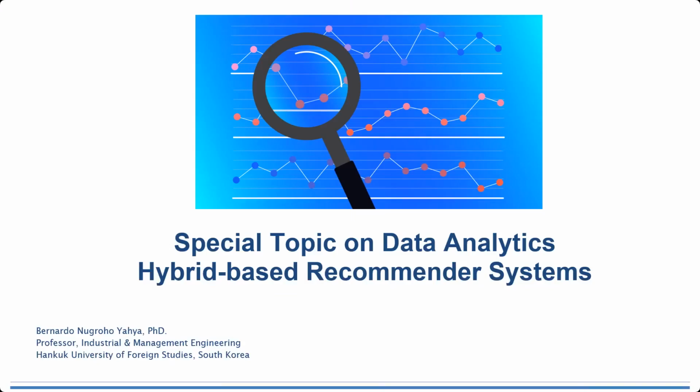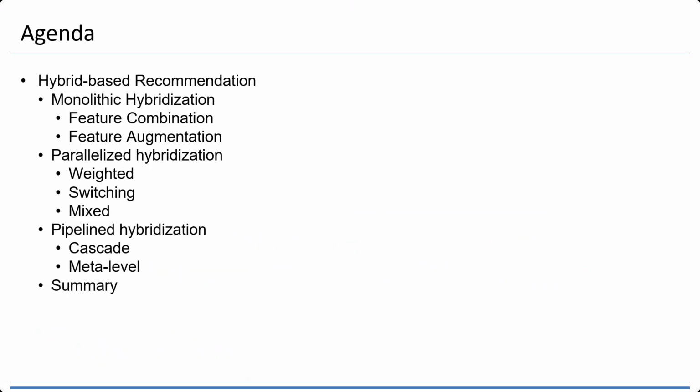So today I'm going to discuss hybrid-based recommender systems. There is some methodology that we are going to learn. The first, we are going to learn what is hybrid. Hybrid means combination.